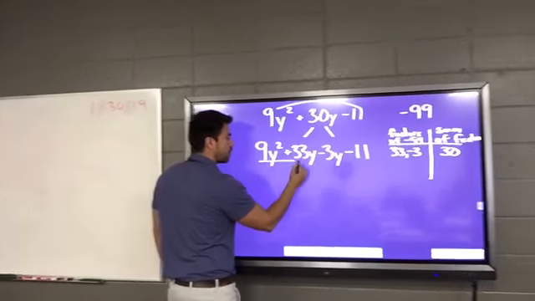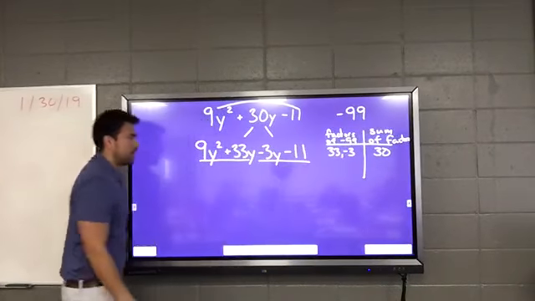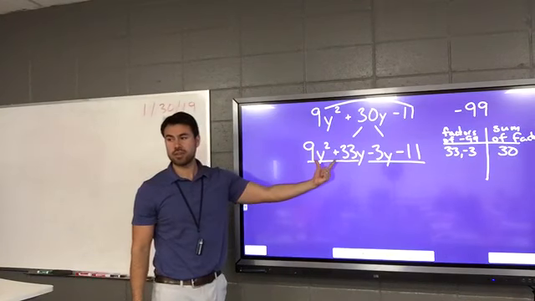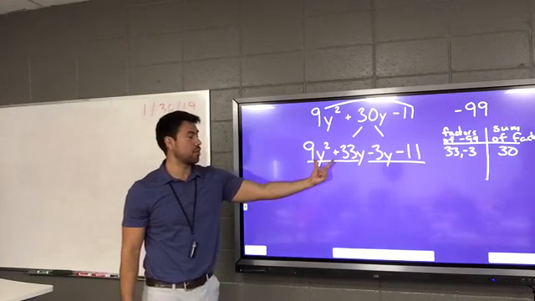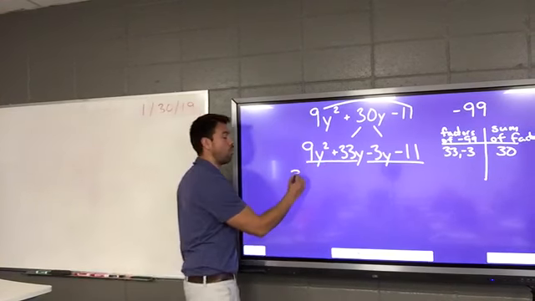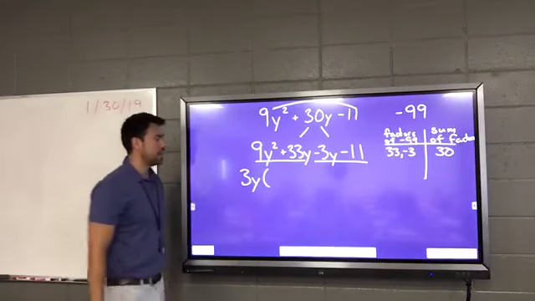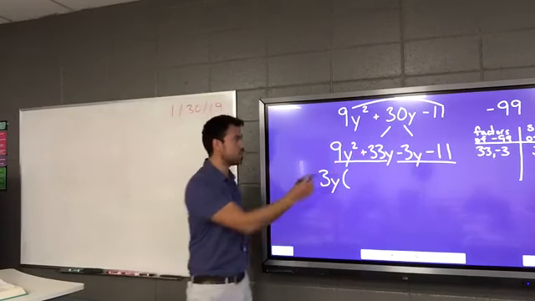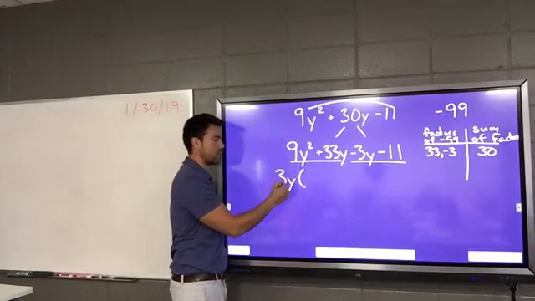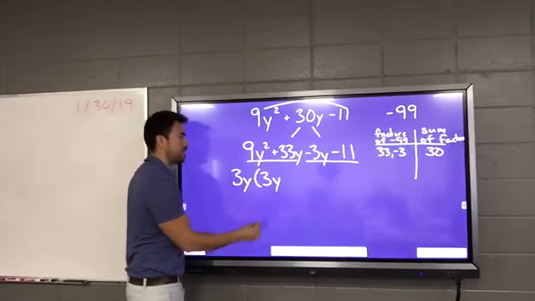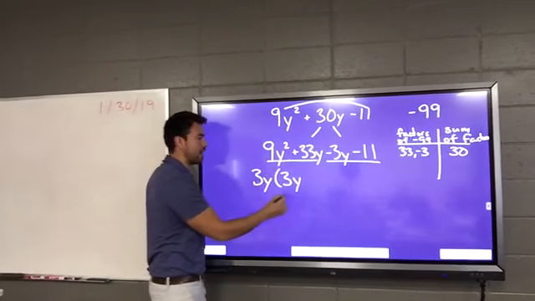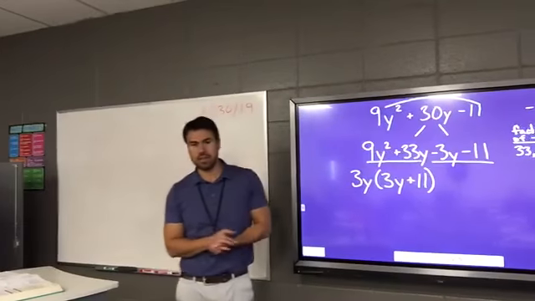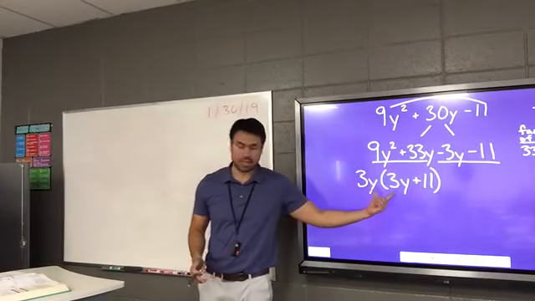Okay, we're going to factor by grouping. So I'm going to look at this group, and you tell me what's the GCF of this group. What's the GCF of that group? 3y. Yep. So what you're doing now with these two is dividing both of these by 3y. What's 9y squared divided by 3y? 3y. What's 33y divided by 3y? Positive 11. So you just factored it out. You get the GCF. This is what you did.